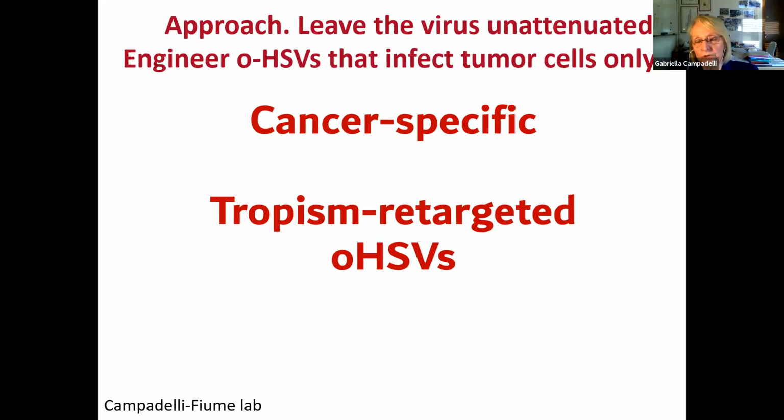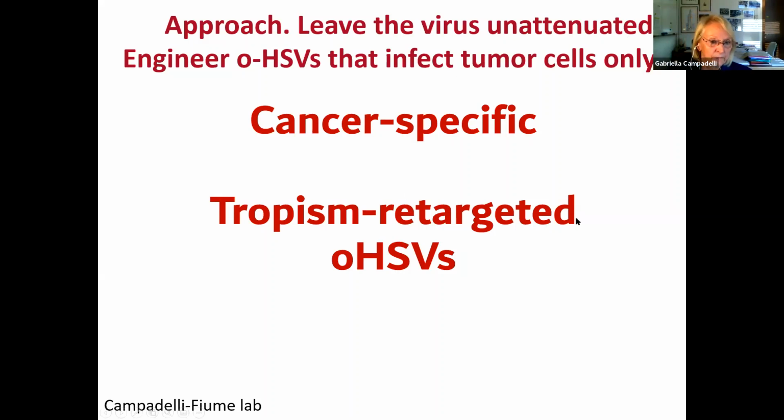So our approach actually started from my background on how HSV entered the cells. Our approach was, we didn't want to make an attenuated virus. We wanted to leave the virus unattenuated. I'm talking about herpes simplex virus. And in order to have an oncolytic virus which is unattenuated, the approach that we took was to engineer an oncolytic virus that infects tumor cells only, or possibly only. So we wanted to go for a virus which is cancer specific and not cancer selective.